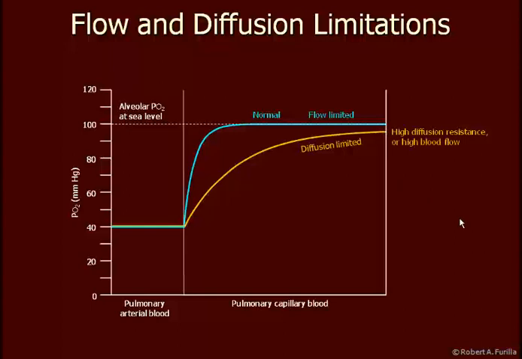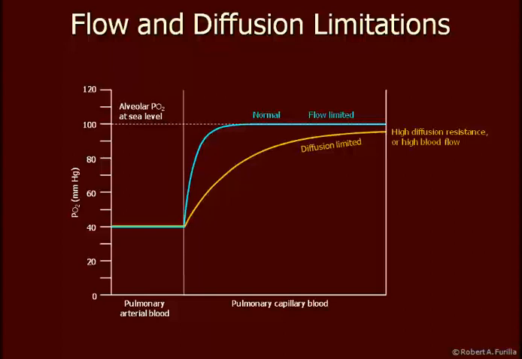This could be because of a high diffusion resistance. Now that high diffusion resistance could be, for example, pulmonary fibrosis, something that is causing the alveoli and the capillaries to spread apart, increasing the distance and therefore increasing the time required to reach equilibrium. So that could be a diffusion limitation. That would be similar to the second panel in the truck analogy.